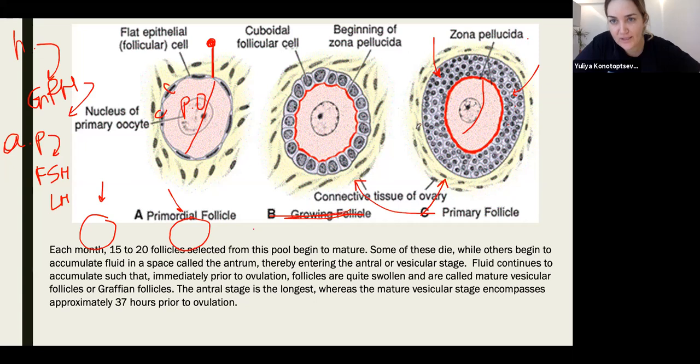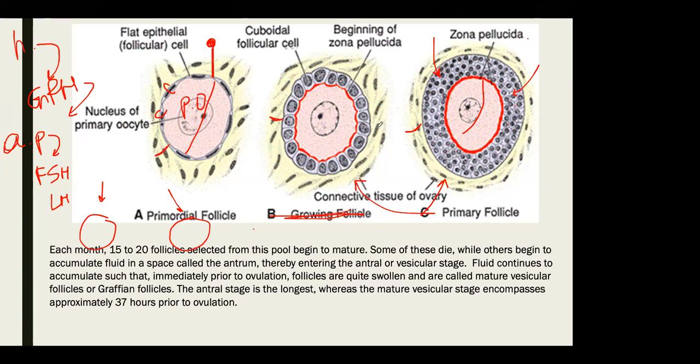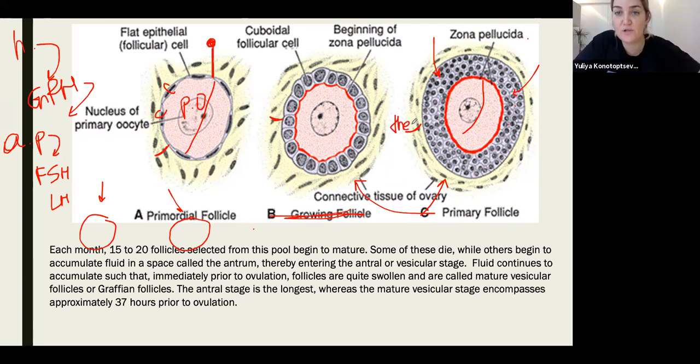How do we call the connective tissue of the ovary that surrounds each follicle? Theca folliculi. Very good. So theca folliculi, this is just the connective tissue of the ovary, which directly surrounds the follicles. The next stage after the primary follicle is the secondary follicle. And as you remember, secondary follicle has a little tiny cavity.